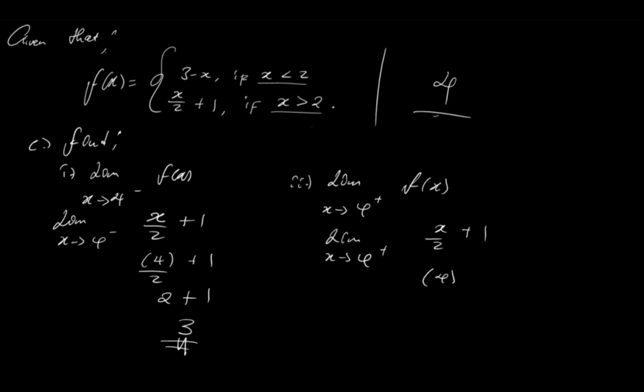If we substitute, we have 4 over 2 plus 1. 2 into 4, that's 2, plus 1, giving you what? 3. And that's what you will have.